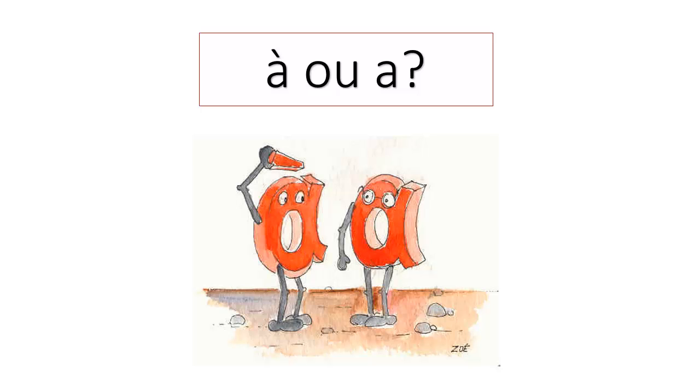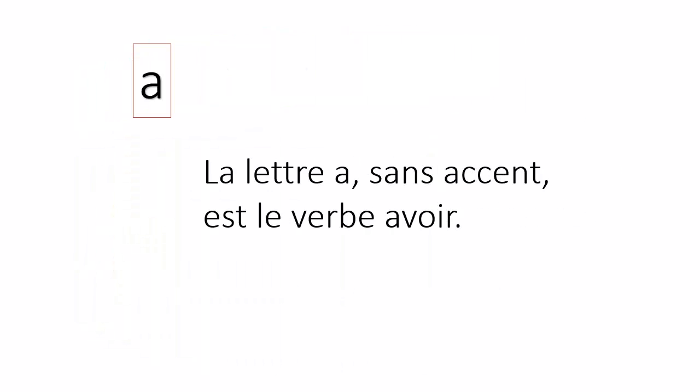First, let's start with the letter A, with and without an accent. They both sound A when you say them, but they have different meanings and functions. Let's start with A, without an accent. In this form, A is the verb to have. Let's look at two quick examples.